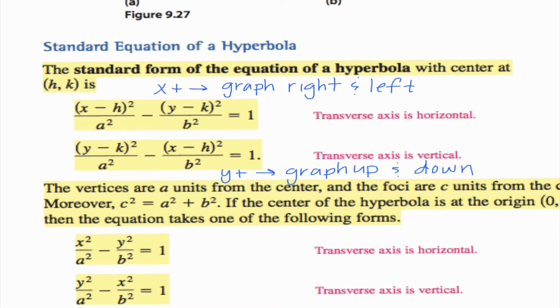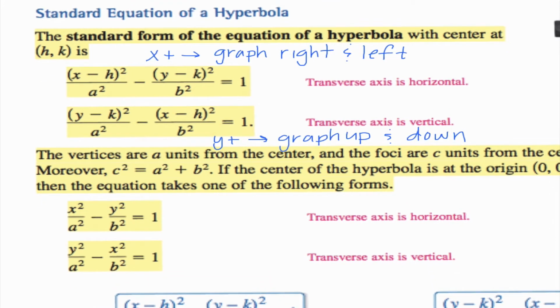The other important thing for us to know is how do we find the foci? Okay, in an ellipse, our equation was c squared equals a squared minus b squared. In a hyperbola, it is c squared equals a squared plus b squared. So that's how we are going to find how far away the foci are from the center.